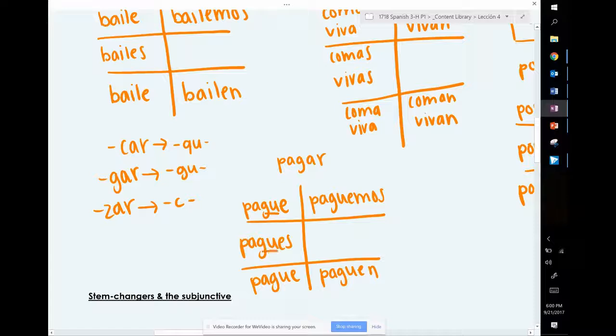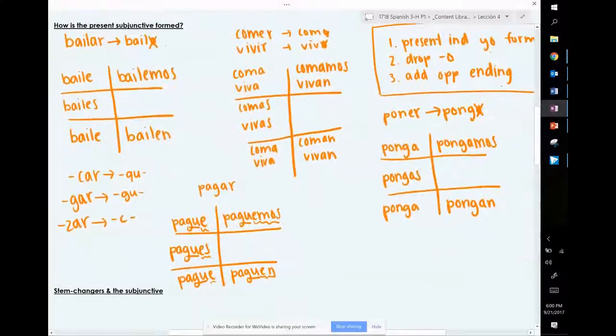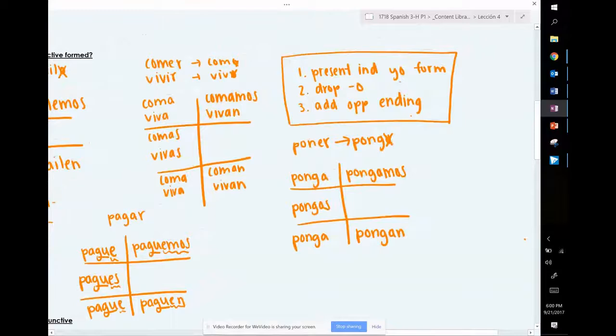That spelling change, which I'm underlining, happens everywhere, and then you just attach the subjunctive ending based on the subject you're working with. Same applies for car verbs, same applies for gar with zar verbs, except obviously you're going to use the car change and the zar change with those verbs. So that takes care of regular verbs. Again, to reiterate, we go to the present indicative yo form, drop the O, add the opposite ending, maintaining any irregularities that yo form may have.